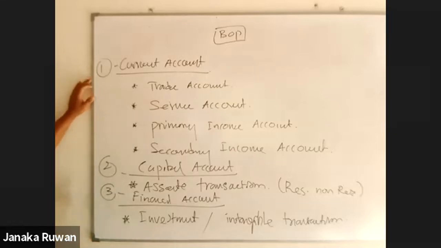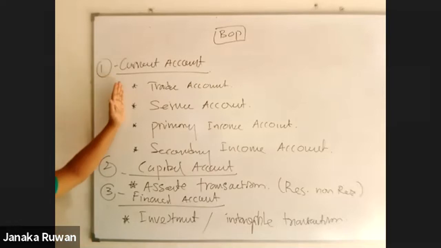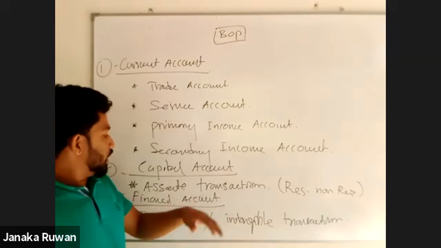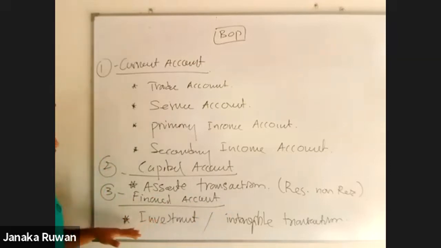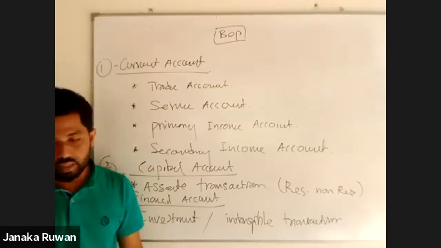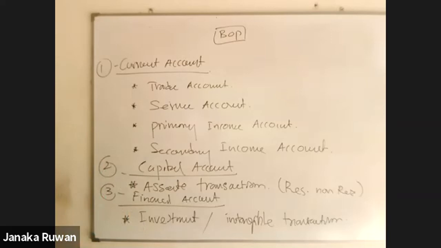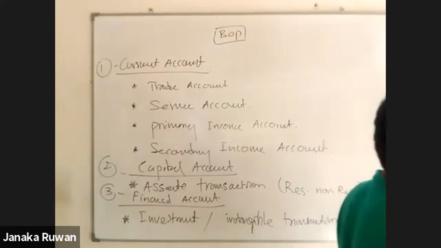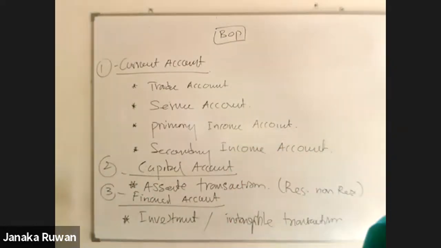First one is the current account. The current account has four main components: trade account, service account, primary income account, and secondary income account. The capital account records asset transactions between resident and non-resident. The financial account records investment and intangible transactions in the balance of payment. Write down all those components in your notebook.